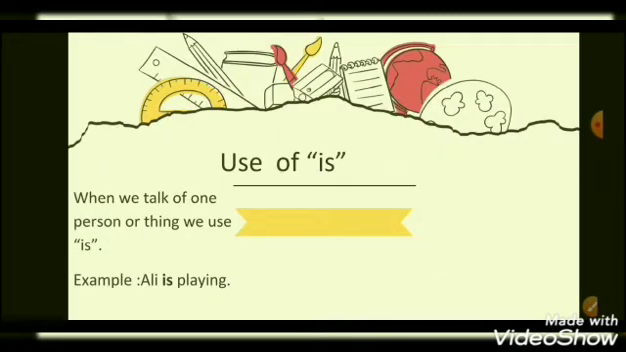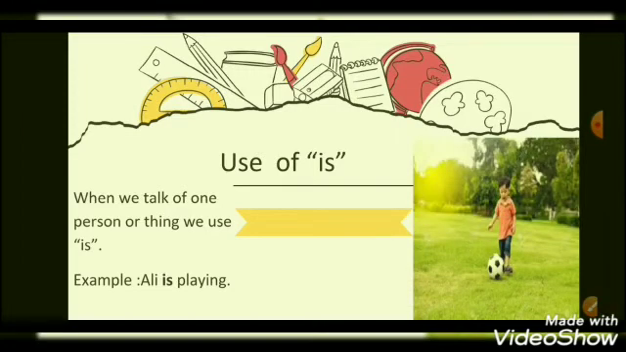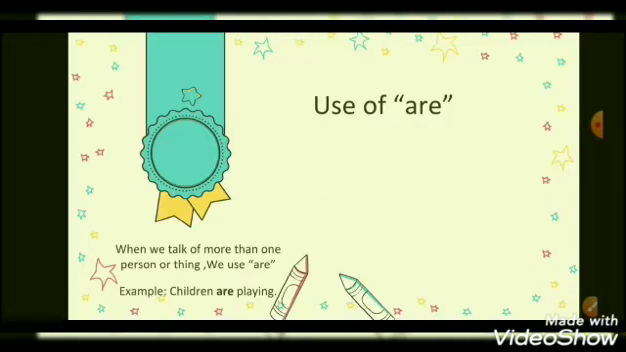Use of is. When we talk of one person or thing, we use is. जब भी हम बात करते हैं किसी one person की या फिर किसी one thing की तो हम वहाँ क्या यूज़ करते हैं? We use is. For example, Ali is playing. Look at the picture. We talk here about one boy. So, we use is. Ali is playing.